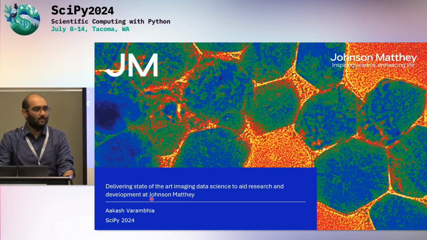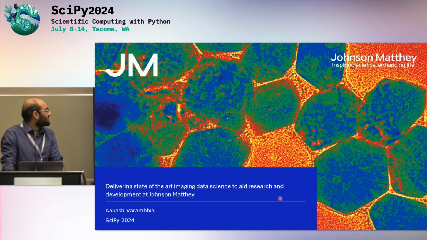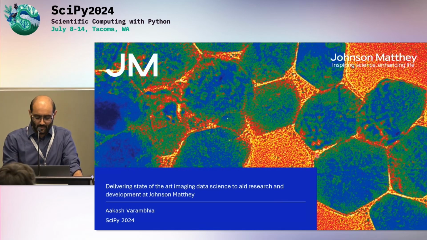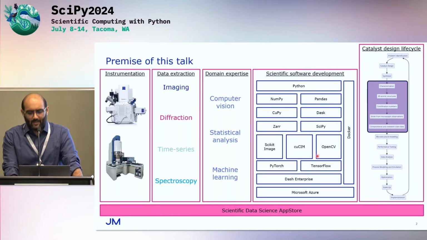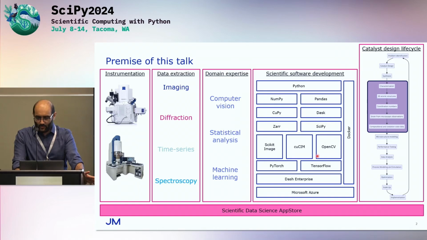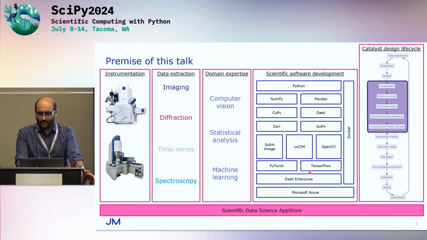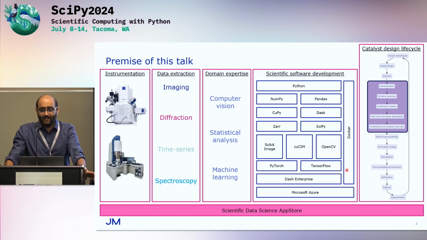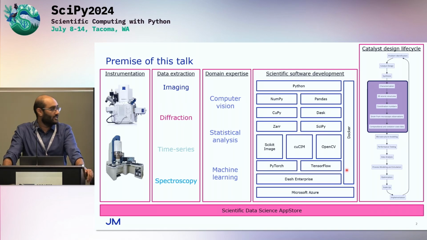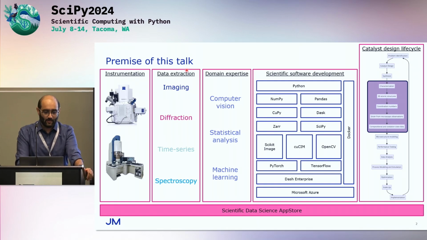So today I'd like to talk a little bit about how we deliver imaging data science to aid research in Johnson Matthey. So this talk will be focusing more on what we can do, especially with the scientific Python ecosystem that we have. And whenever I come to conferences such as SciPy, I feel a little bit like a kid in a candy store because I come here and I look at all the different types of technologies and tools that are here, and basically all the different types of data that we look at, there's some kind of answer that usually tends to help us for our data sets.